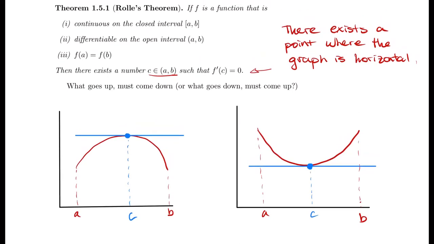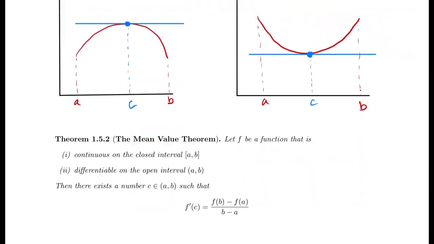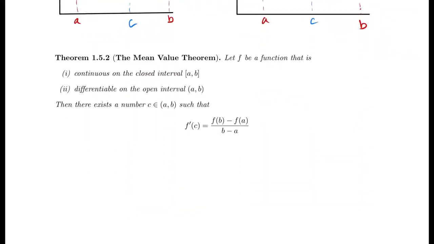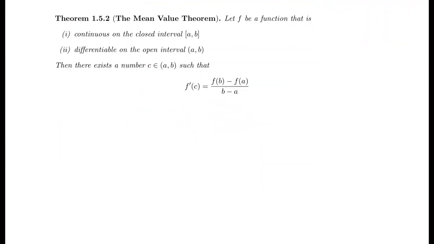Let's have a look at the next theorem, the mean value theorem, which is very useful in a lot of applications. Let's say that f is a function that is continuous on the closed interval [a, b], and f is also differentiable on the open interval (a, b). So we say that there is a number c where the derivative of f evaluated at c is the same as the slope of the secant line from a to b. On the right-hand side, we have the slope of the secant, and on the left-hand side, the slope of the tangent.